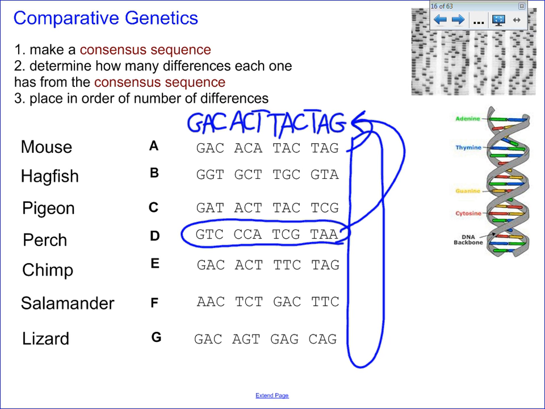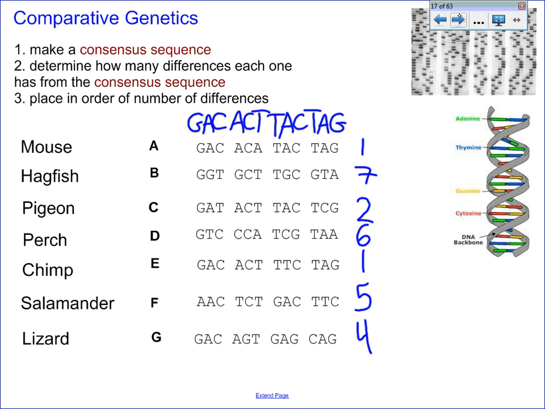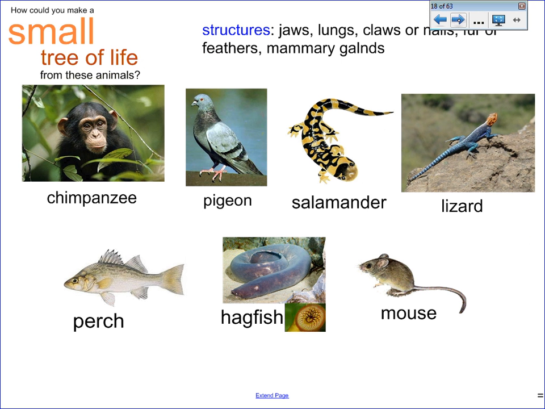Do that now. If you didn't, shame on you. Here are the differences. So the mouse and the chimp both have 1 difference from the consensus sequence. The salamander has 5, and so on. So you can use these differences to achieve a basic phylogeny. But first, we're going to take a look at these organisms themselves.